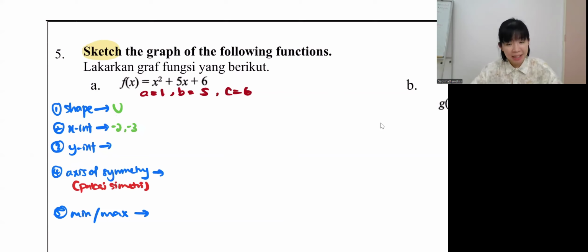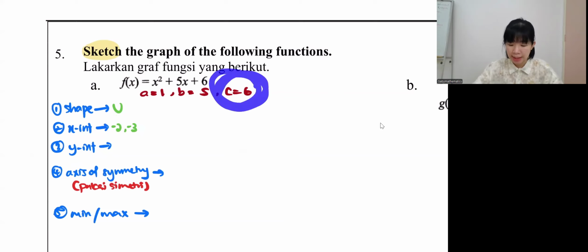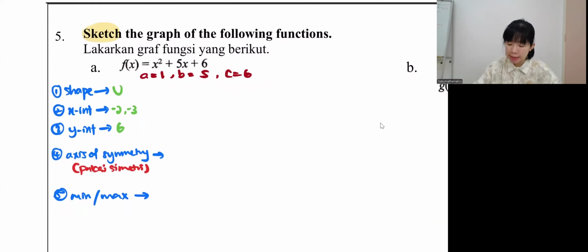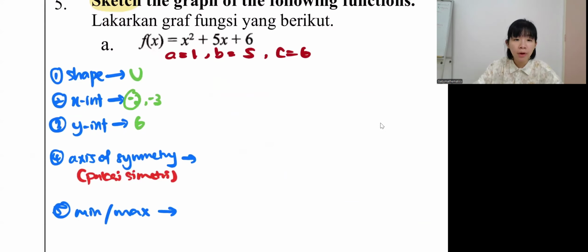The y-intercept is the C, so the C is 6. Then the axis of symmetry, just now we said it's the middle. There are 2 ways to find the axis of symmetry. Either you use the formula x equals -b over 2a, or a simpler way is you find the midpoint of these two x-intercepts.